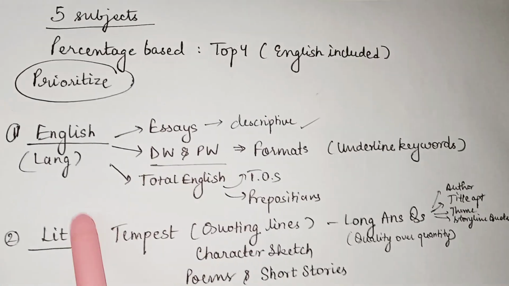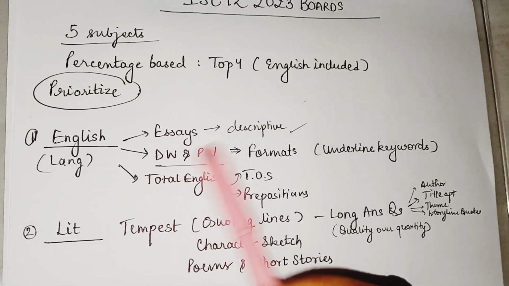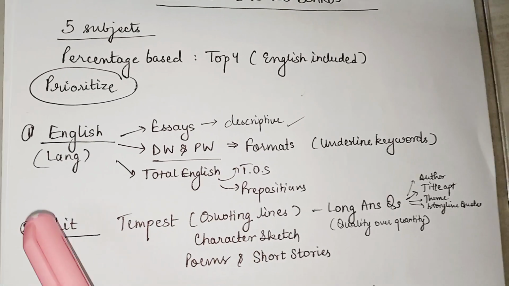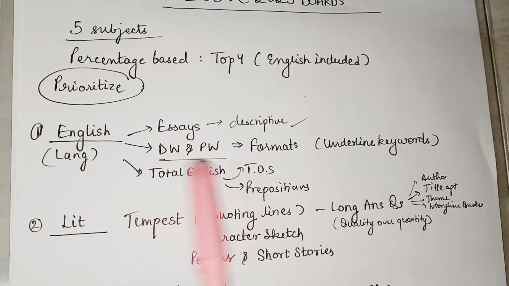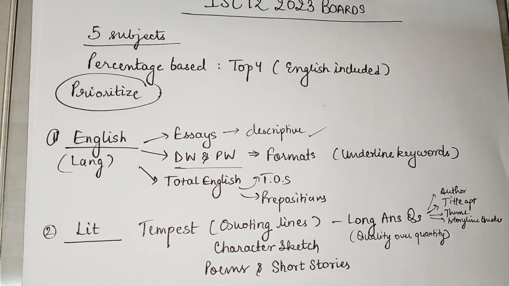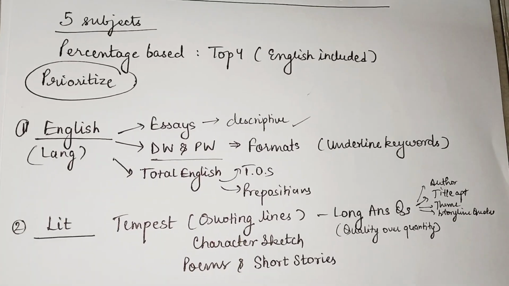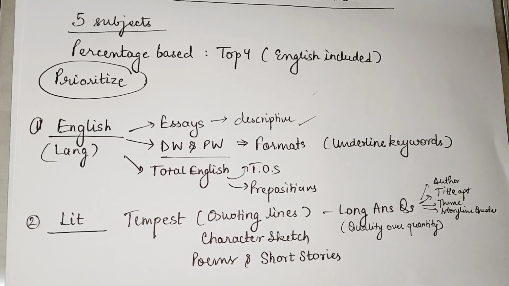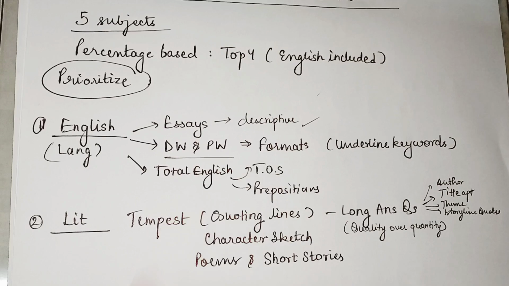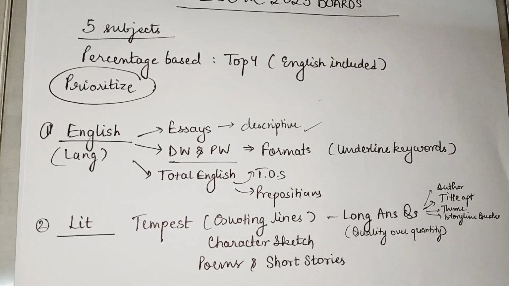See, in the language portion, you have essays, directed writing, and proposal writing, then Total English, in which I mean transformation of sentences and the prepositions part. And at the end, you get this passage, right? For essays, my suggestion is to go with descriptive essays.